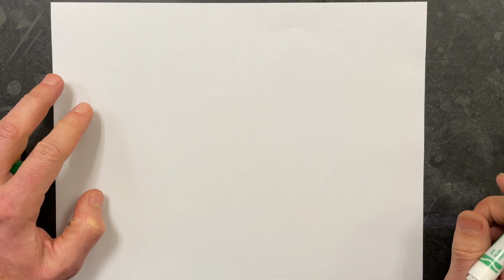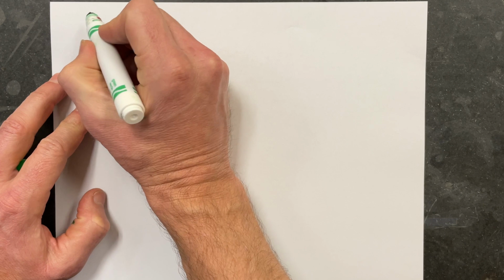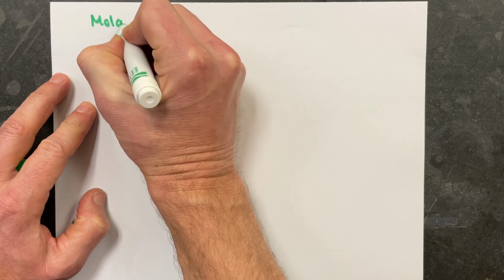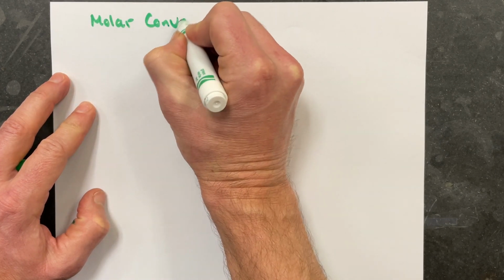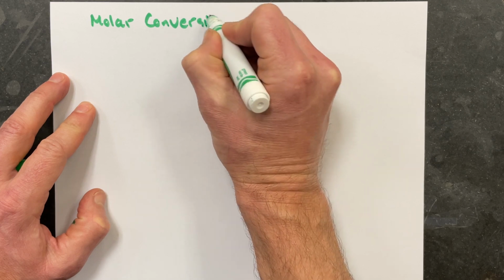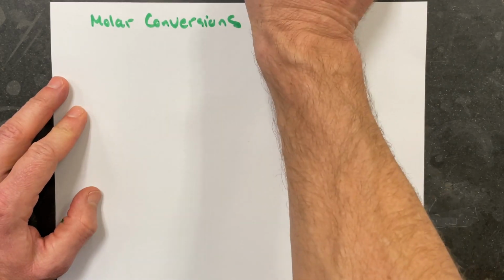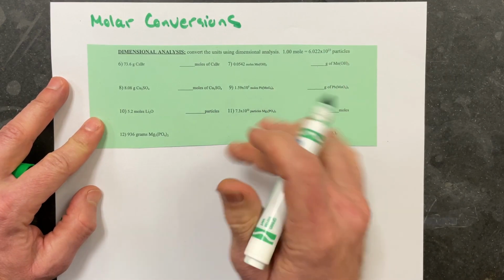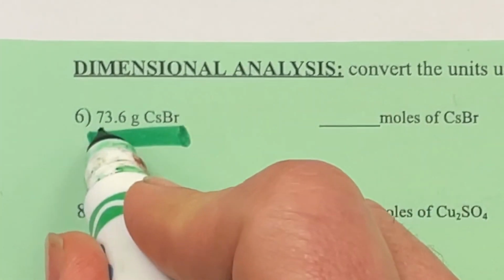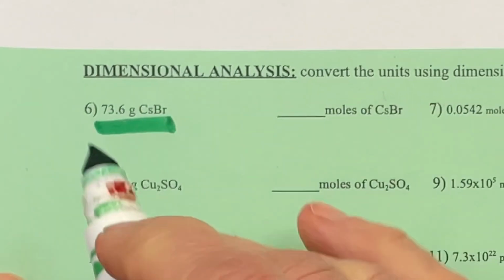Today we're doing some dimensional analysis with molar conversions. So we got molar conversions. With molar conversions, let's write down what we got. Here's a couple that I have down. Let's do this first one where we have 73.6 grams of cesium bromide.